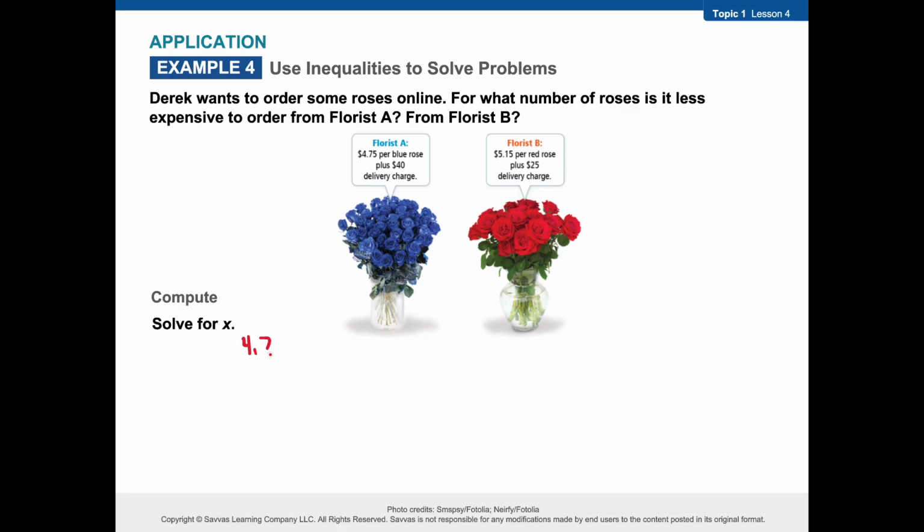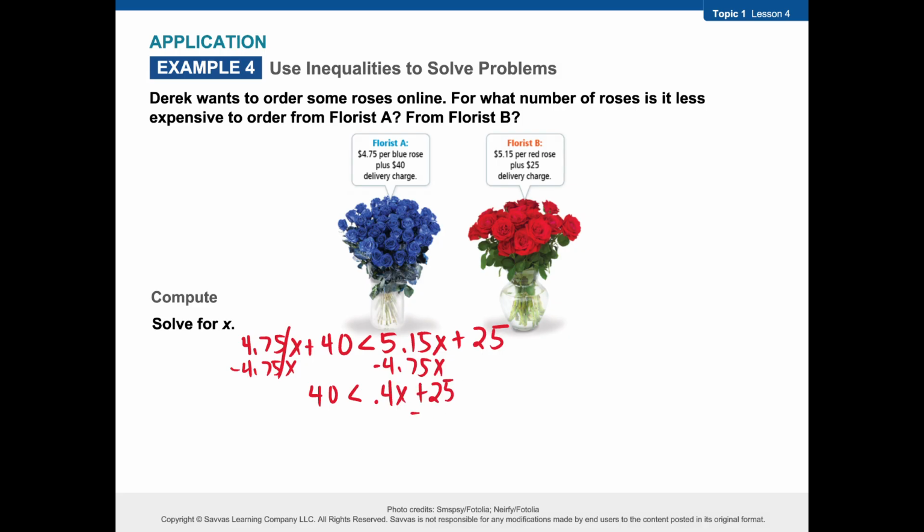Then we have to go ahead and solve it. So we had 4.75x plus 40. When is that less than 5.15x plus 25? Variables on opposite sides. I always like going for the smaller one. 40 is less than 5.15 minus 4.75. You get 0.40 left. Minus 25. 15 is less than 0.4x.